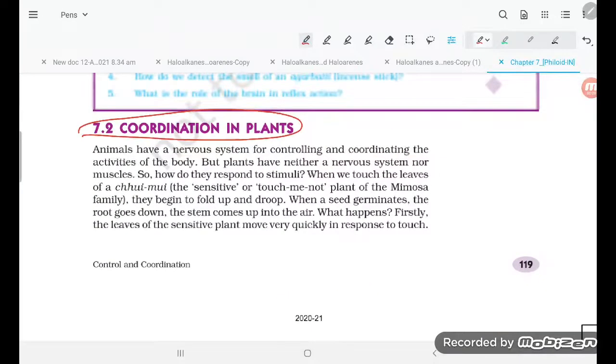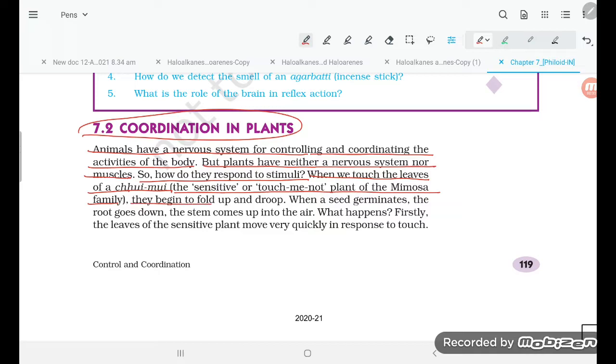So animals have a nervous system for controlling and coordinating the activities of the body, but plants have neither the nervous system nor the muscle. So how do they respond to stimuli? When we touch the leaf of the chhui-mui, the sensitive or touch-me-not plant of the mimosa family, they begin to fold up and droop.